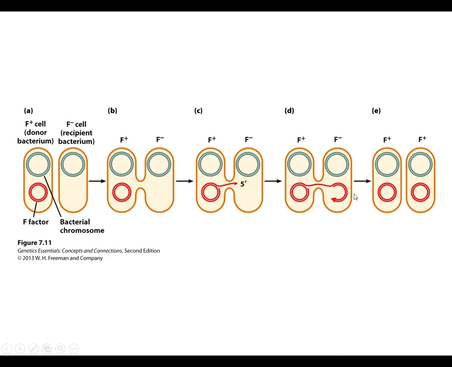So that's not that interesting, except if you get some kind of gene on the F factor, which sometimes happens. Maybe an antibiotic resistance gene gets onto an F factor, and then it can spread through a bacterial culture very quickly because it's being transferred with all of the other genes on the F factor.